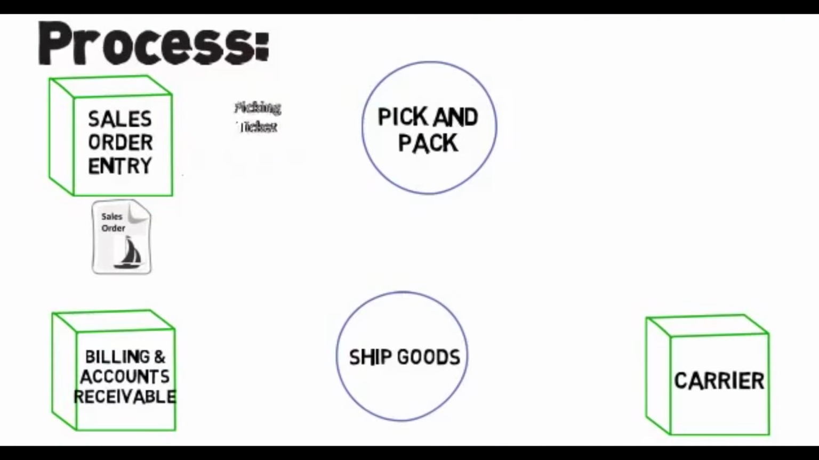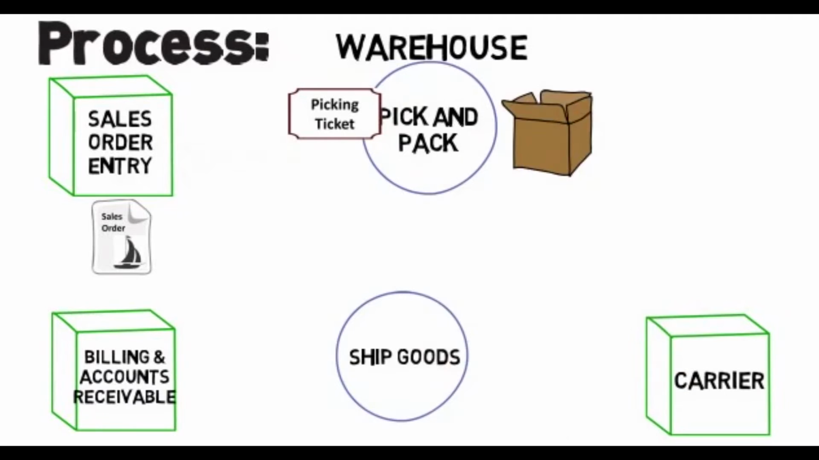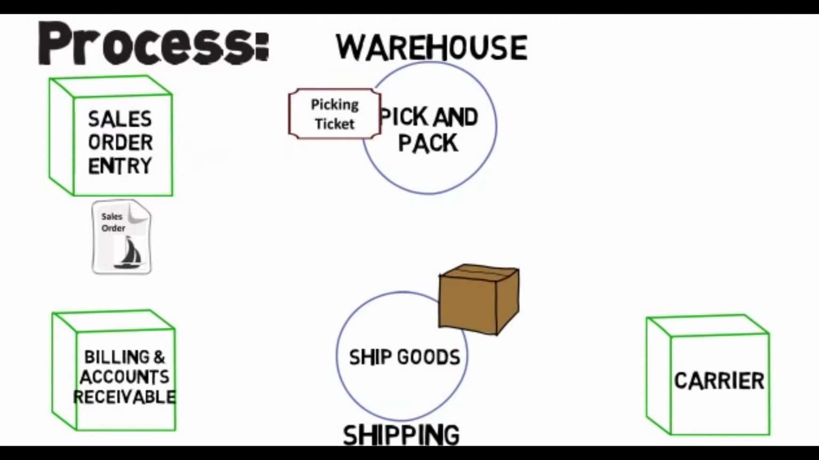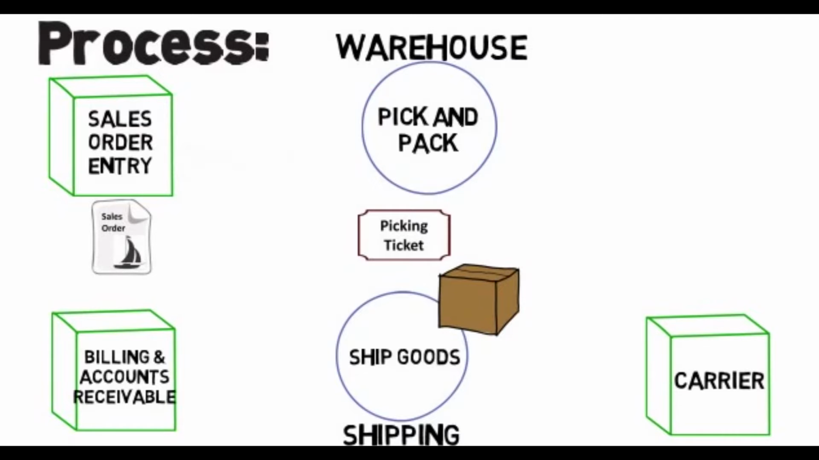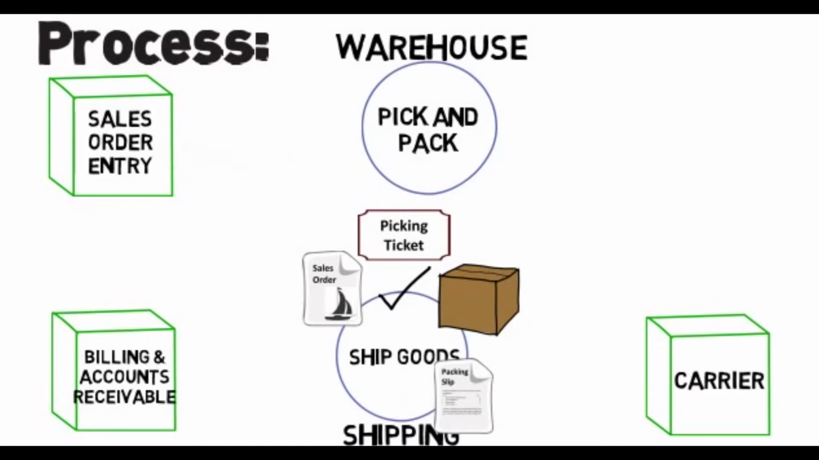That's basic enough. It just means what you need to pick from the inventory. So the picking ticket is sent to the warehouse and the goods are picked and packed. The packed goods are sent to shipping, along with the picking ticket and the sales order. These documents are reconciled, and the shipping department creates two copies of the packing slip and bill of lading.